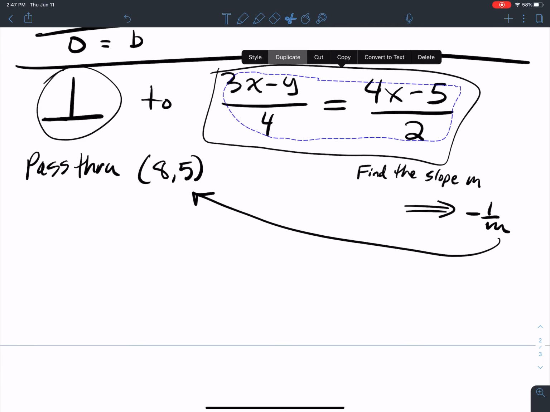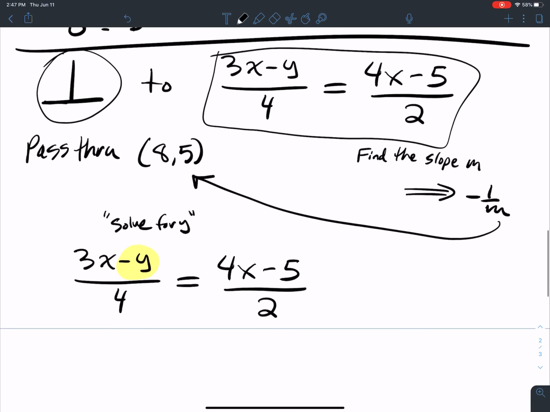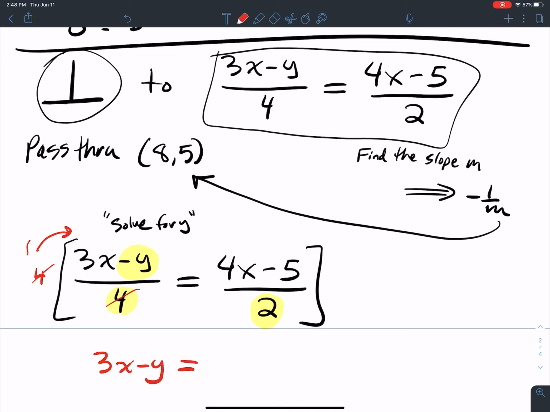So how do I get the slope? I solve for y. If I solve for y, I find the slope. So let's go ahead and multiply through to get rid of the fractions. Looks like the least common denominator is 4, so I'm going to multiply everything by 4. When I do that, the 4 here and that 4 cancel, so I just get 3x minus y equals. But then when I distribute the 4 here, I get 4 over 2, right? That 4 and over 1 times, so the 2 and the 4 cancel to get me 2, right?